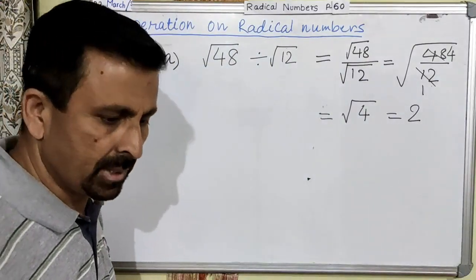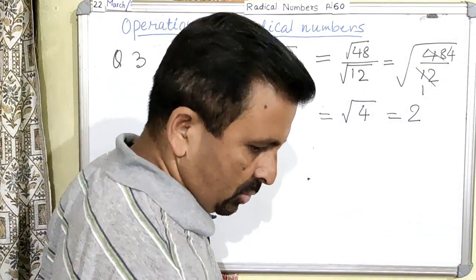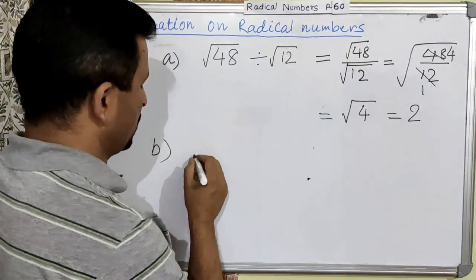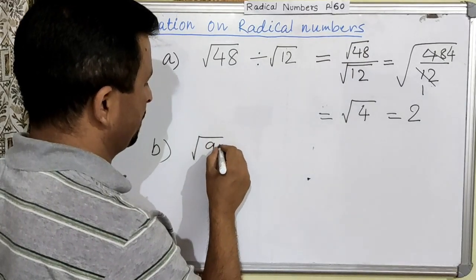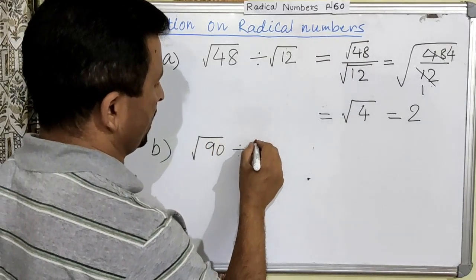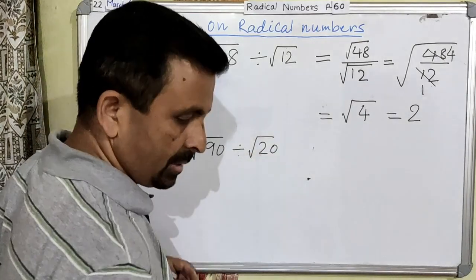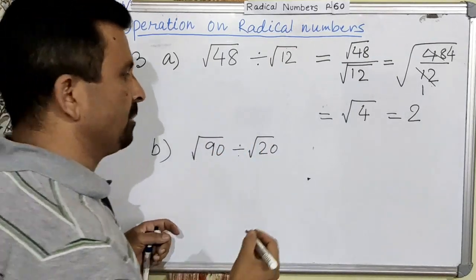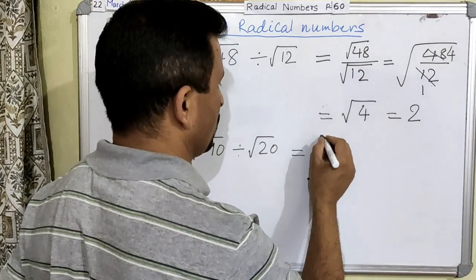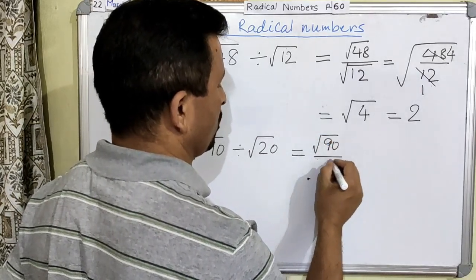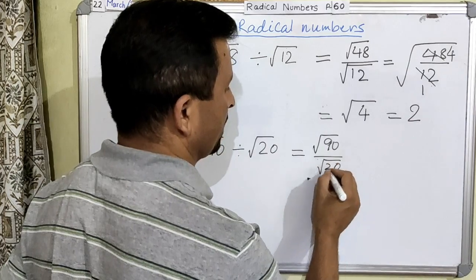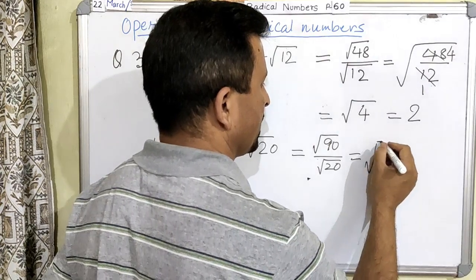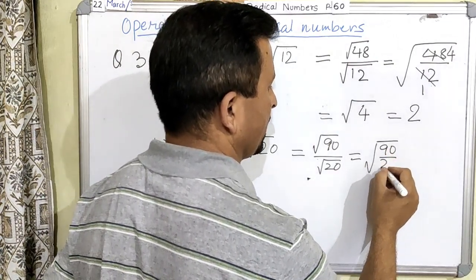Is it well understood? Okay. Let us move on to the next question. Number B. This number B is root over 90 divided by root over 20. This is another question. Now once again, this division question, I will try to write in the fractional form. So it will be root over 90 divided by root over 20. Right. And then we can give a common radical sign. This will be root over 90 over 20, right?